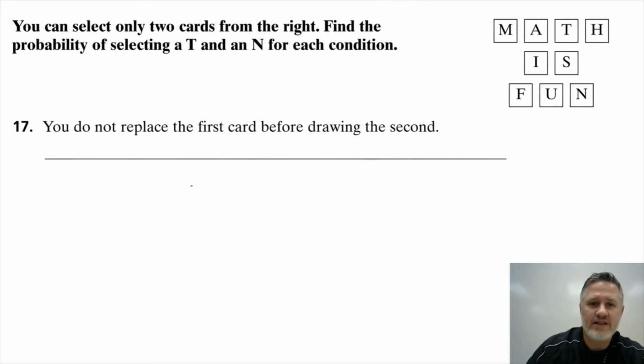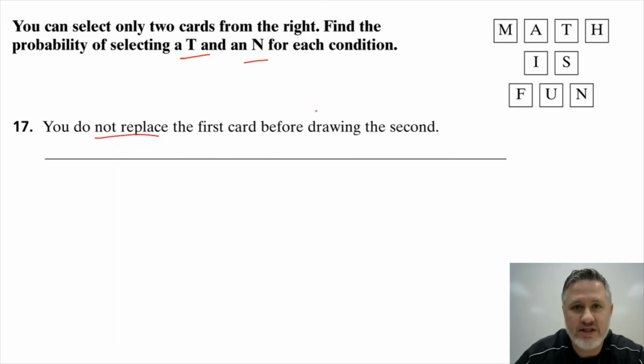All right, and the last problem here, you're going to select 2 cards, a T followed by an N. So what happens if I don't replace the cards before I draw the second one? So right now, what's the probability of selecting a T? In Math Is Fun. Well, we're trying to brainwash you, first of all. Math is fun. But second, there's 1 T out of how many total letters? 1, 2, 3, 4, 5, 6, 7, 8, 9. 1 T out of 9 letters.